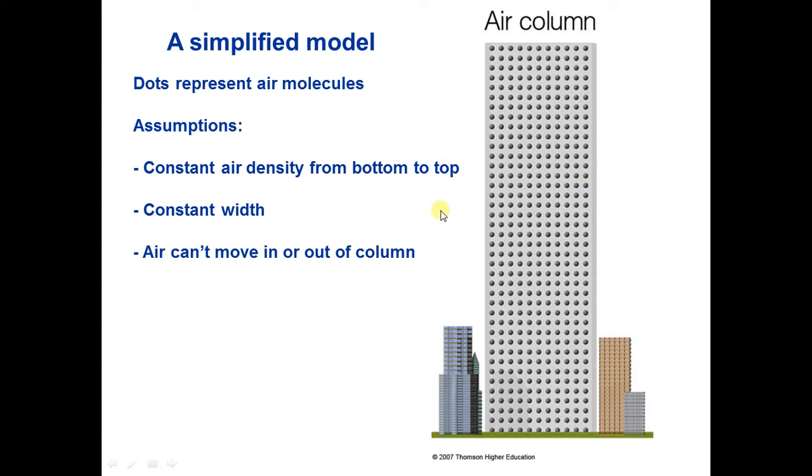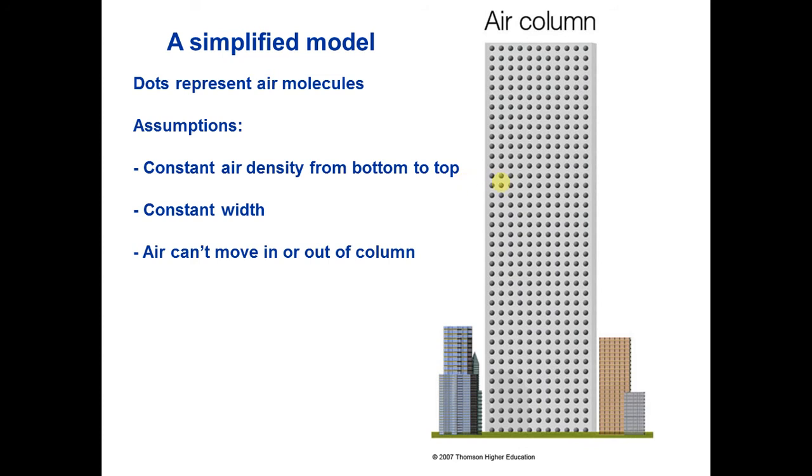So we have this air column with the same density throughout, and it has these molecules in it. New molecules can't come in, and these molecules can't go out, and it's a certain constant width. Okay? So it turns out it can expand upward or downward, but let's assume it doesn't expand horizontally.